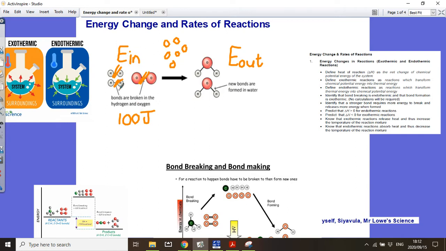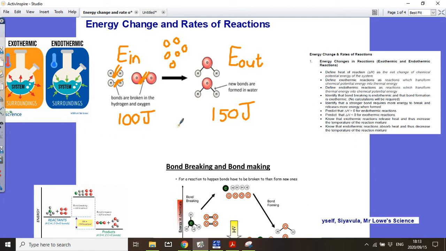So if I put 100 joules of energy in to break these bonds, and when these bonds are forming, I give off 150 joules, now you just have to think for yourself. I've taken in 100 joules, so these chemicals took in 100 joules from the environment. Then they give out 150 joules to the environment. So what did the environment end up with? The environment ended up with more energy than what it originally had.